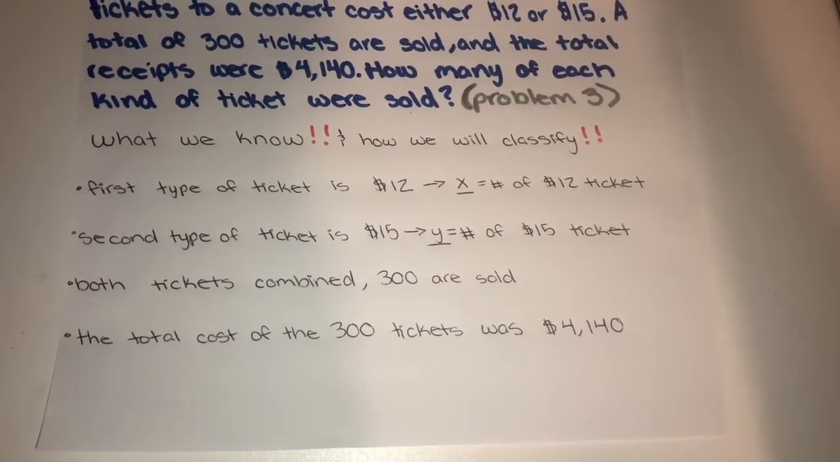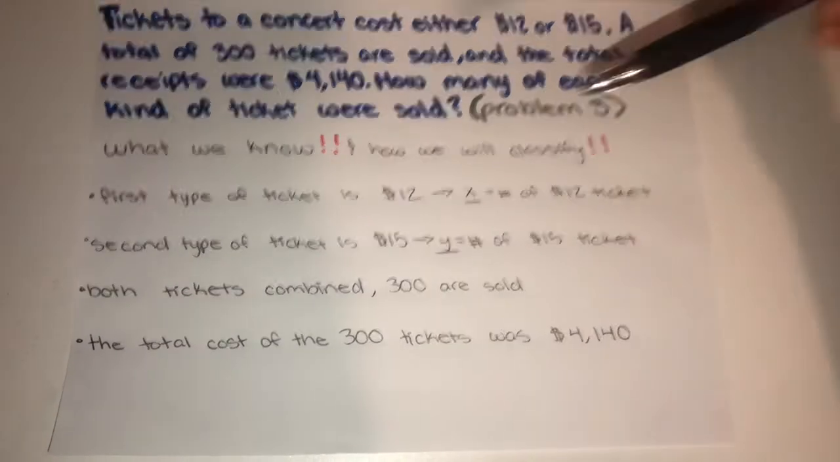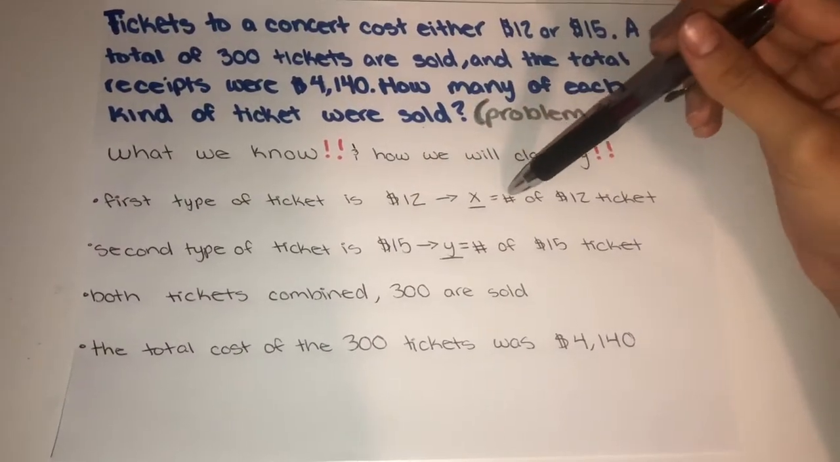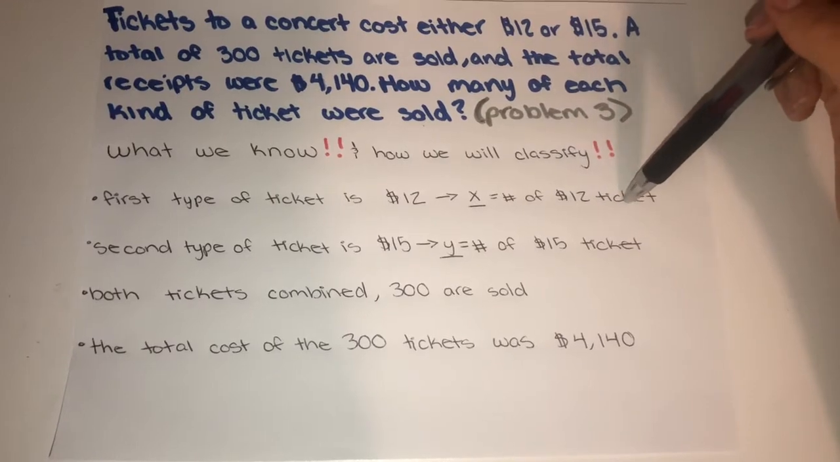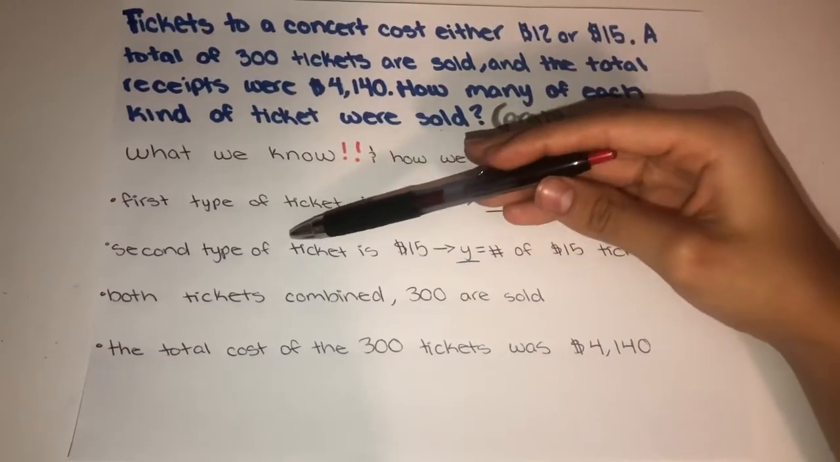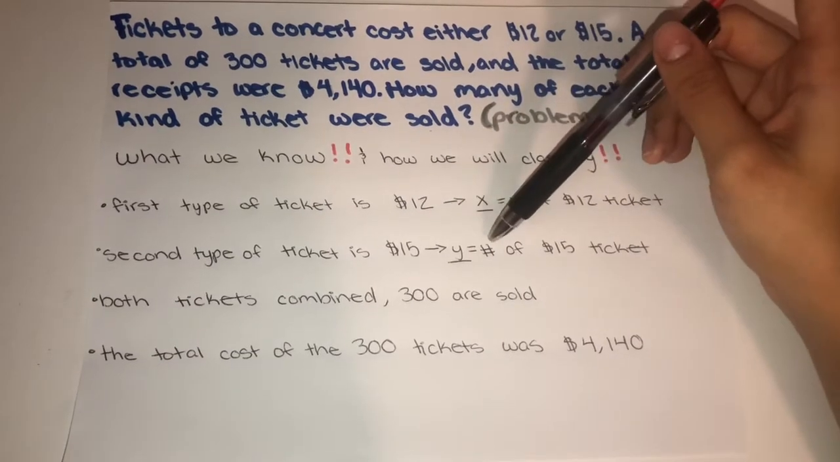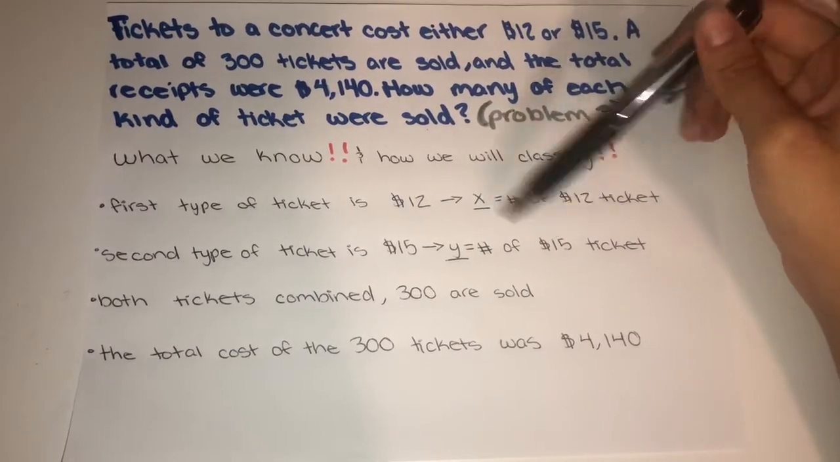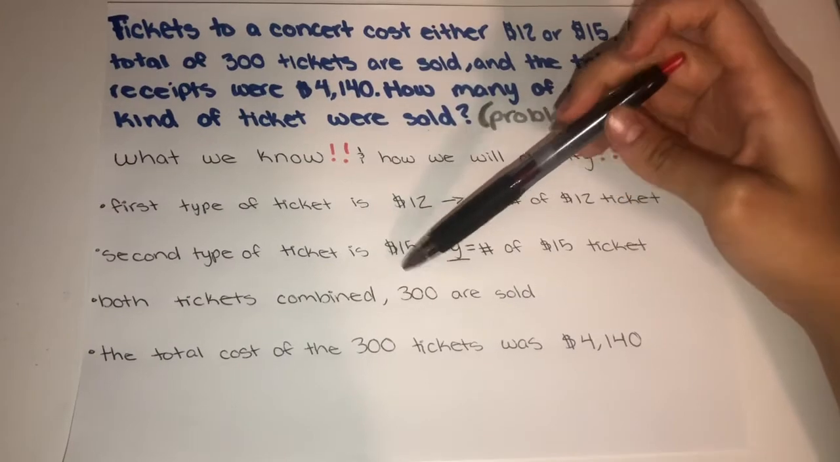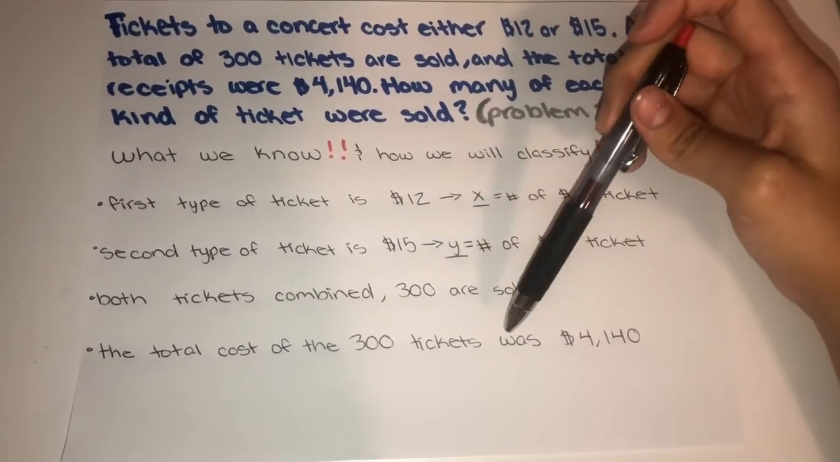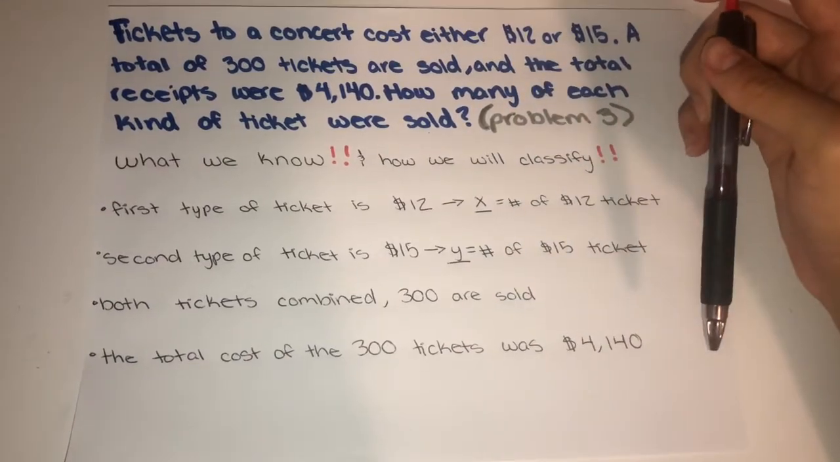So what we know and how we will classify this is the first type of ticket is $12, and we're going to use X to represent the number of $12 tickets. The second type of ticket is $15, and we're going to use Y to represent the number of $15 tickets. Both tickets combined, 300 are sold, and the total cost of the 300 tickets was $4,140.